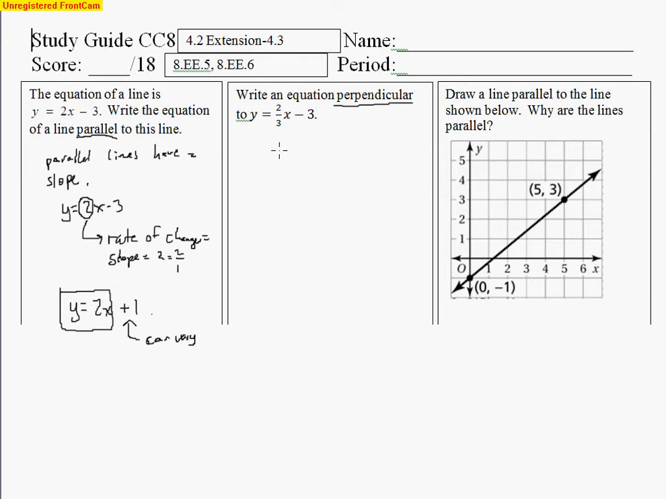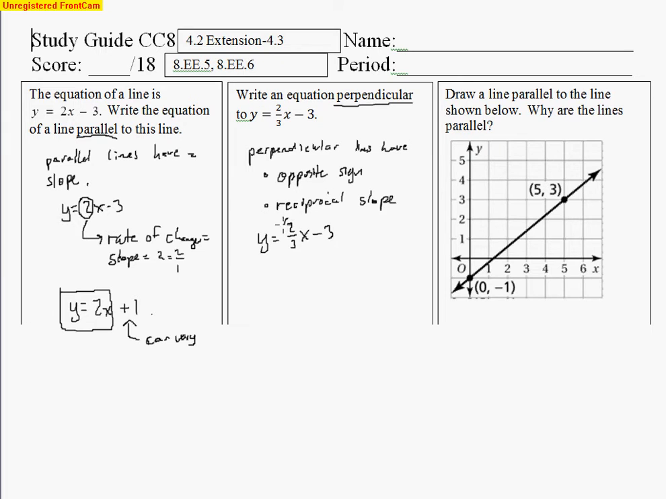So then we look at an equation that is perpendicular. Perpendicular, we had another rule. So we end up seeing that perpendicular lines have two parts to their slope. First of all, perpendicular lines have opposite sign and reciprocal. So opposite sign and reciprocal slope. So let's take a look at the equation again that we're given. We're given this, y equals 2/3 x minus 3.